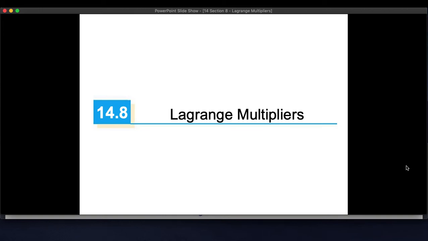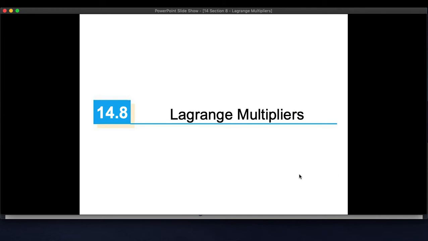Lagrange multipliers. In this section, you'll find it can be very similar to 14.7. In 14.7, we were looking for extreme values, and I'll get into more of the similarities in a moment. But this section ultimately is asking you to do the same thing. We're going to use Lagrange multipliers to find extreme values, maximums and minimums, in just a little bit different approach.